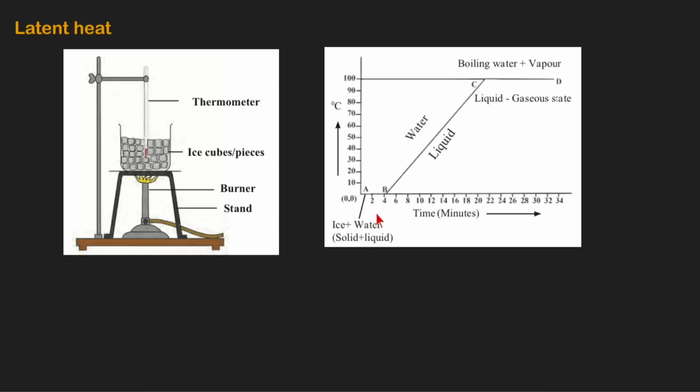that is ice, meaning solid. When you provide heat energy, its temperature is raised. That is your simple observation. When you provide heat energy to any substance, its temperature is increased. But from this graph, we observe that there is no temperature change from point A to B.